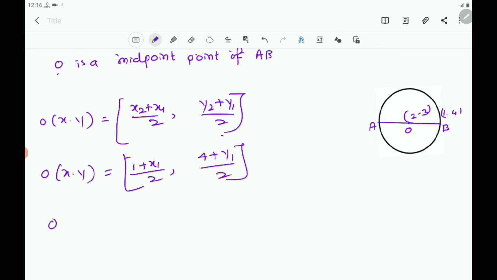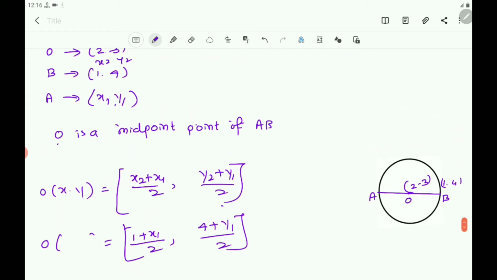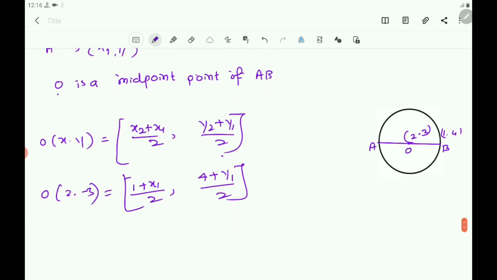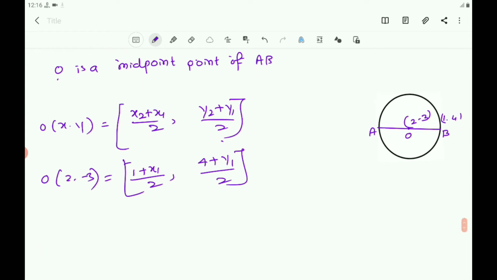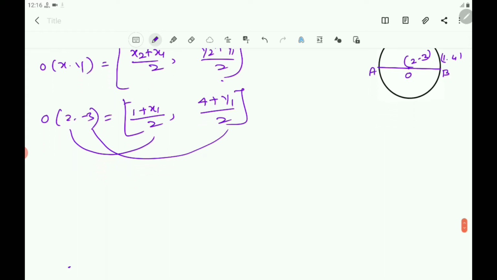Here, the x, y values you take: the x value is how much? 2. And this is minus 3. O of (2, minus 3) equals ((1 plus x1) by 2, (4 plus y1) by 2). Therefore, equate the x value for the first one and the y value for the second one. By equating, you write (1 plus x1) by 2 equals 2 and (4 plus y1) by 2 equals minus 3.